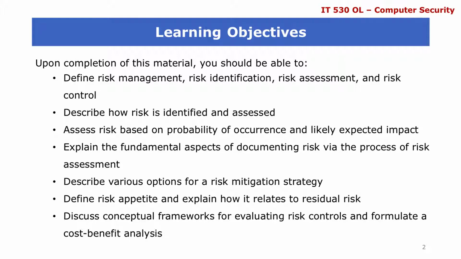By the end of this chapter, we should be able to define risk management, risk identification, risk assessment, and risk control. We should also be able to describe how risk is identified and assessed, assess risk based on probability of occurrence and likelihood as well as expected impact. We should be able to explain the fundamental aspect of documented risk via the process of risk assessment.